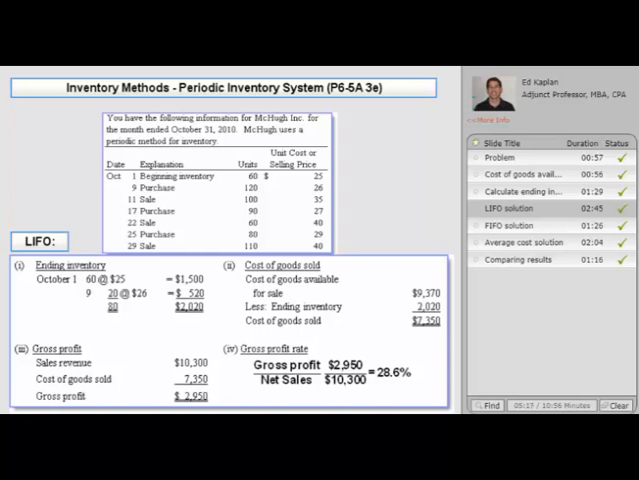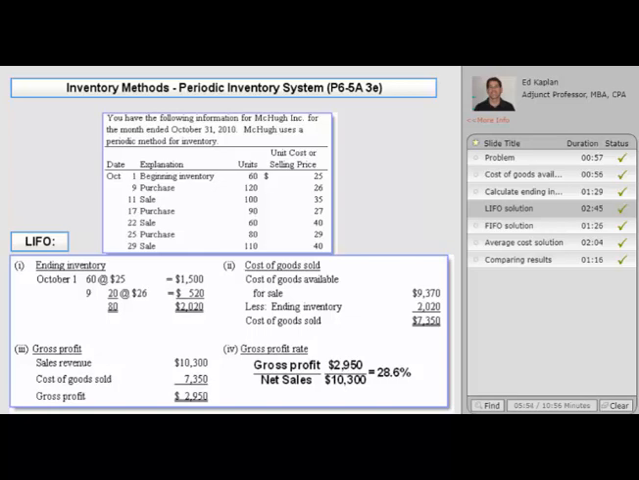When we add that up, we come up with ending inventory for 80 units equal to $2,020. Now let's move over to the right and tackle cost of goods sold, and you see how this is calculated. We take the cost of goods available for sale, the $9,370 that we previously calculated, and we subtract the ending inventory that we just calculated, and that's how we can come up with cost of goods sold, $7,350.